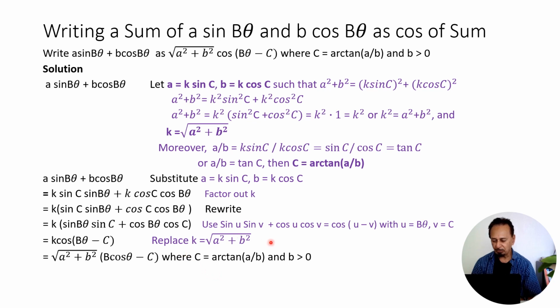Now we can replace k equal to square root of a square plus b square. So we get square root of a square plus b square times cosine b theta minus c, where c is equal to arctangent a over b and b greater than 0.